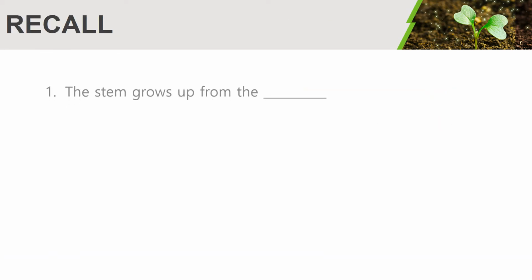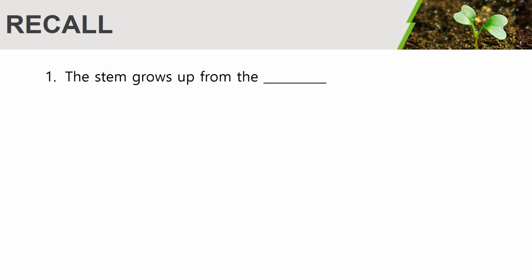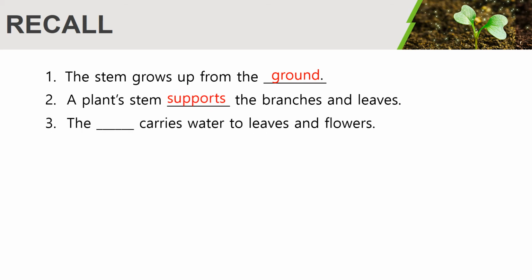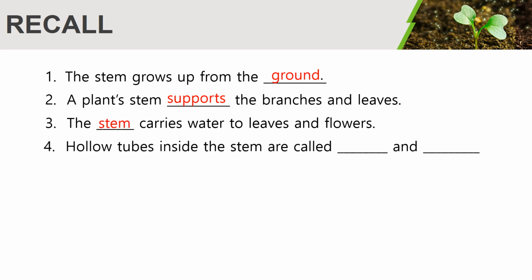Let's recall. The stem grows up from the ground. A plant stem supports the branches and leaves. The stem carries water to leaves and flowers. Hollow tubes inside the stem are called xylem and phloem.